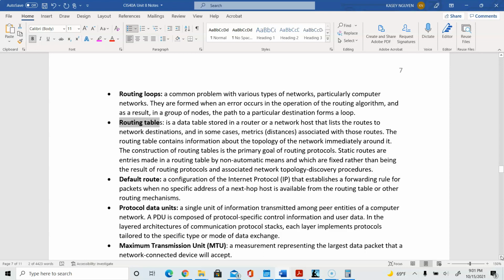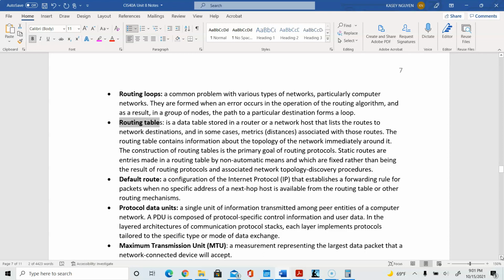The default route is a configuration in IP that establishes a forwarding packet when no specific address of the next hop host is available. So it doesn't necessarily know that it's going to get there, but it's just going to go the usual path or the default path to get there. The protocol data unit is a single unit that is transmitted among peers. A PDU consists of protocol-specific control information and the data.